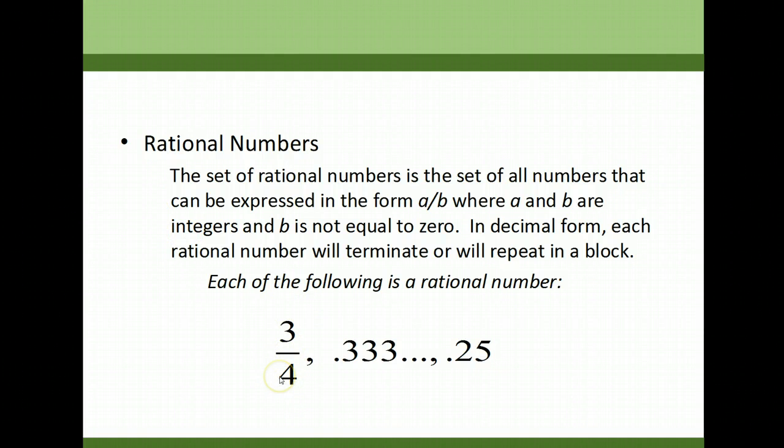What's interesting though and important is that a and b are integers, which means they can be positive or negative, and the denominator here, where the 4 is sitting right now, where that b is, that can't be 0, okay? Because division by 0 is not defined.